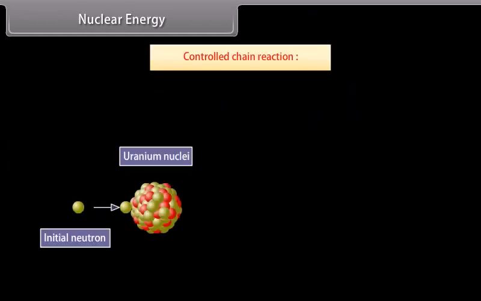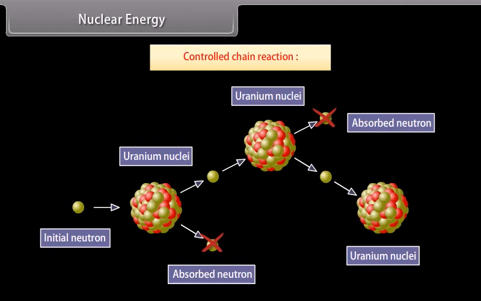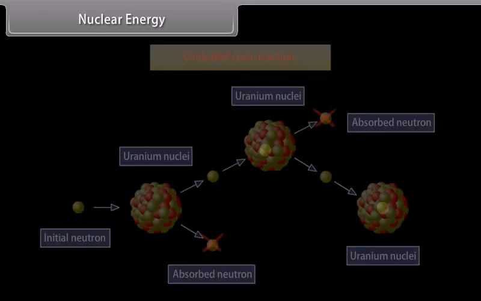Controlled chain reaction. If the chain reaction is arranged artificially, such that out of 2 or 3 neutrons produced per fission, on the average, only one neutron causes further fission, so that the rate of fissions may remain constant, then the chain reaction is said to be controlled.